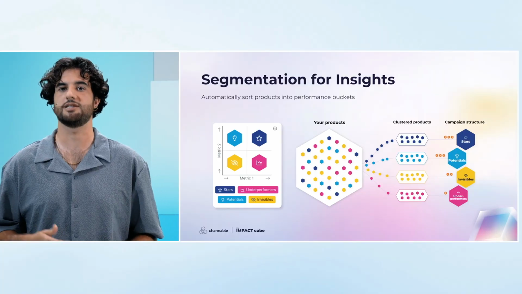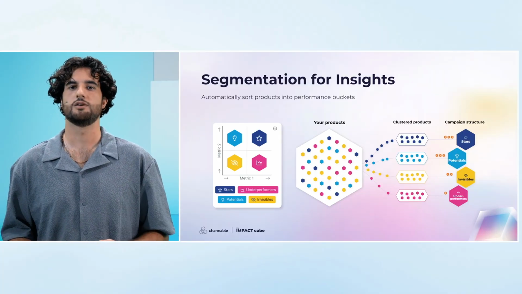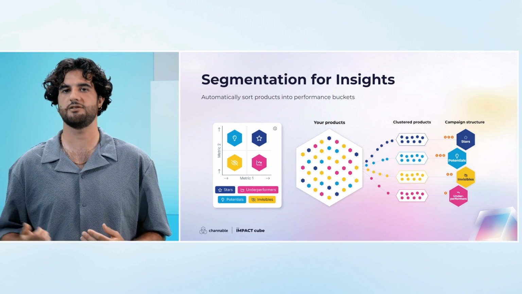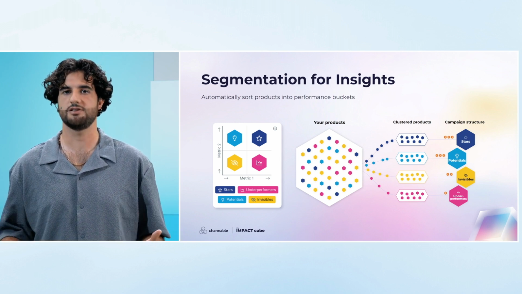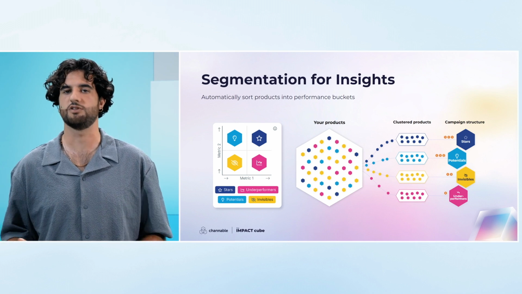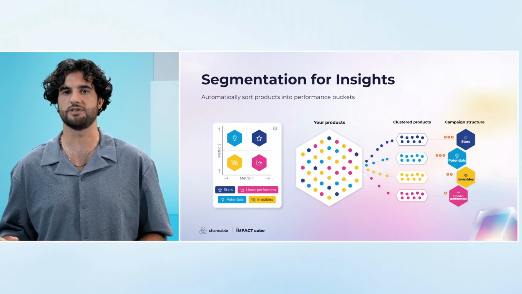But in addition to this dashboard, our Insights tool also automatically sorts your products into performance buckets. We call this segmentation. All you need to do here is, again, set the metrics and values that you determine your products to be high or low performing. And with our segmentation tool, we'll segment your products into one of 4 buckets: stars, potentials, invisibles, and underperformers.